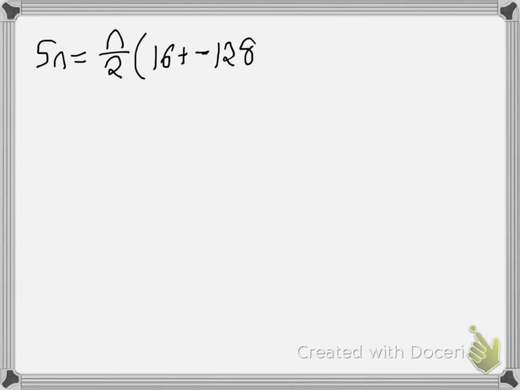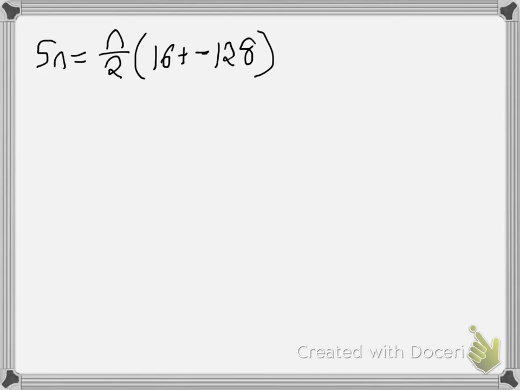First off, S sub n equals n over 2 times 16 plus negative 128. But we don't know how many terms there are in this, do we? So in order to figure that out, we have to go back to our other formula and say, okay, what's n? Well, let's figure it out.